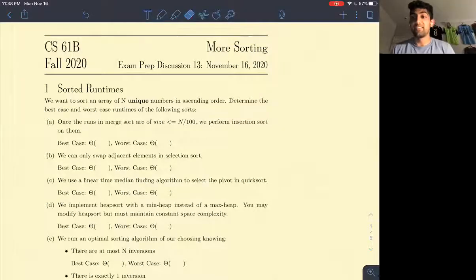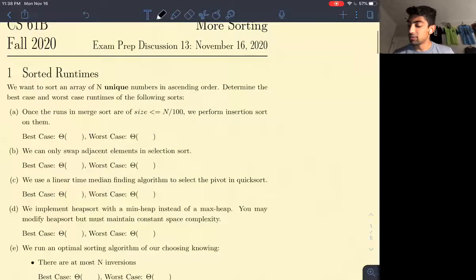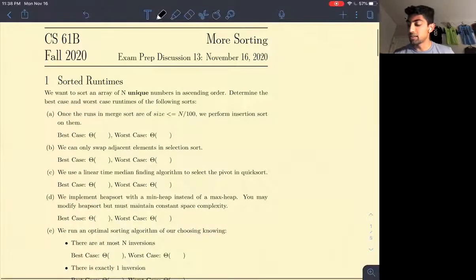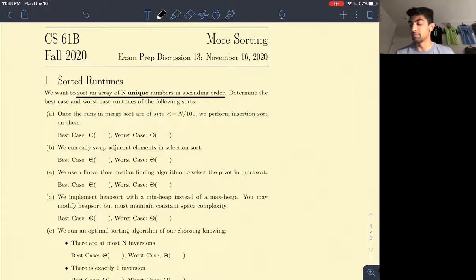Hi everyone, this is going to be a video walkthrough for question 1 on exam prep week 13, which is covering more sorting, and this question specifically is on sorted runtimes. When we look at this question, the first thing we should note is that we want to sort an array of n unique numbers in ascending order.